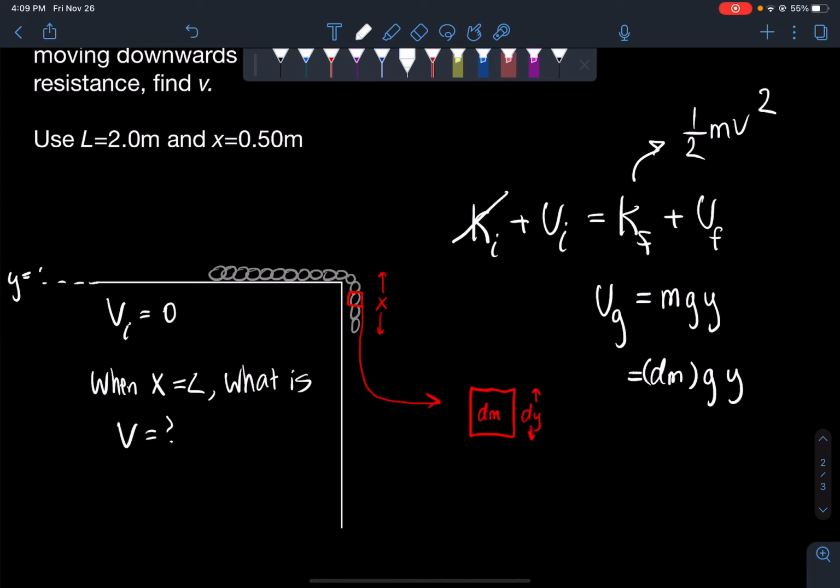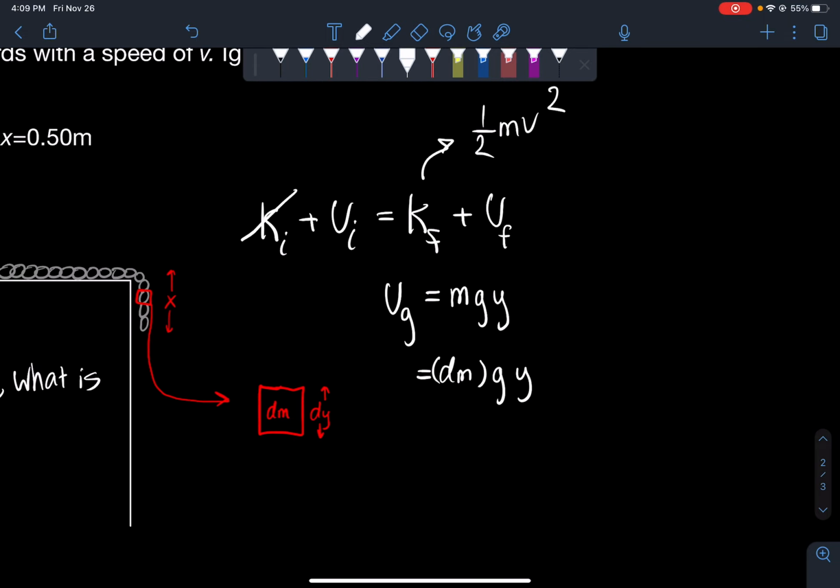So y is going to equal 0 here, which means that as the chain falls off the table, its potential energy is getting more and more negative. Okay, so I'm going to say that this equation right here is the formula for the gravitational potential energy of that little piece of chain. So the very small bit of gravitational potential energy at one instant.